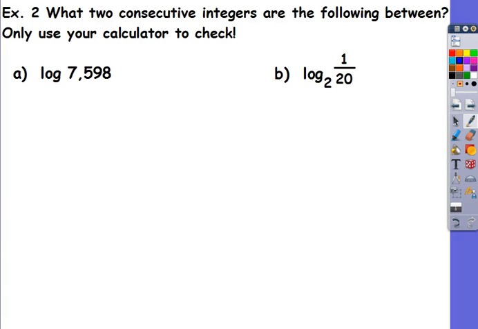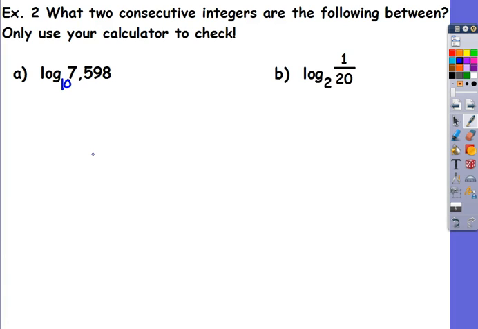Second type of example, this can be kind of tricky. What two consecutive integers are the following between? Only use your calculator to check. And actually, let's see, I didn't show you how to use your calculator on the last example, so let's do it on this one when we're all finished. Log of 7,598. Well, I don't see a base, so this is like base 10.